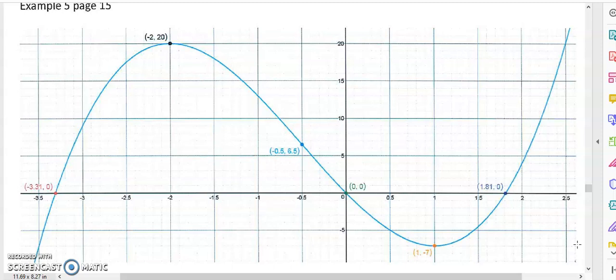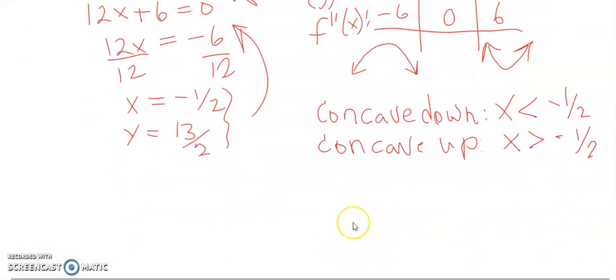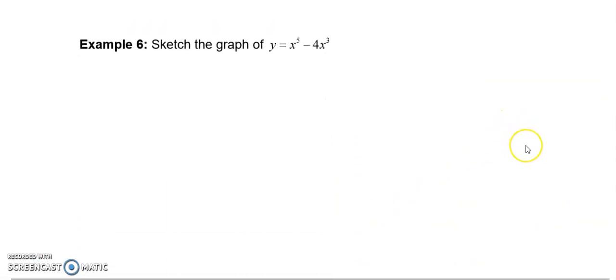All right, so that's it for example number 5 on page 15. There's another example on page 16, example number 6, and this one is actually a little more complicated than anything I would probably give you on a quiz or on a test. Have a look at this. This is a 5th degree polynomial equation. All right. Now, it's simple enough. It's fairly straightforward. It's not that difficult to get your x-intercepts and your y-intercepts.